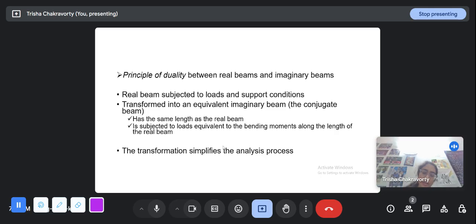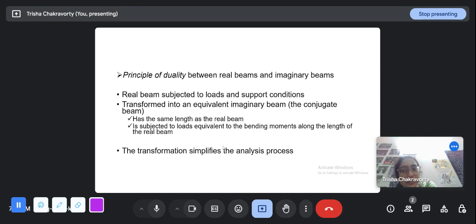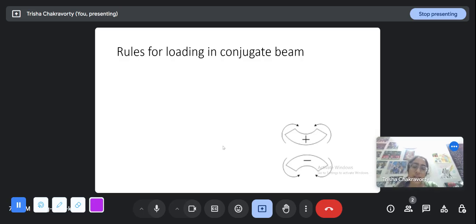And now one part of the conjugate beam is still unknown. It is the support reactions. How will the support reactions vary from the real beam to the conjugate beam? We know the length of the conjugate beam, we know the loading of the conjugate beam, but we do not yet know the support conditions. So let's look at the rules for loading in the conjugate beam.